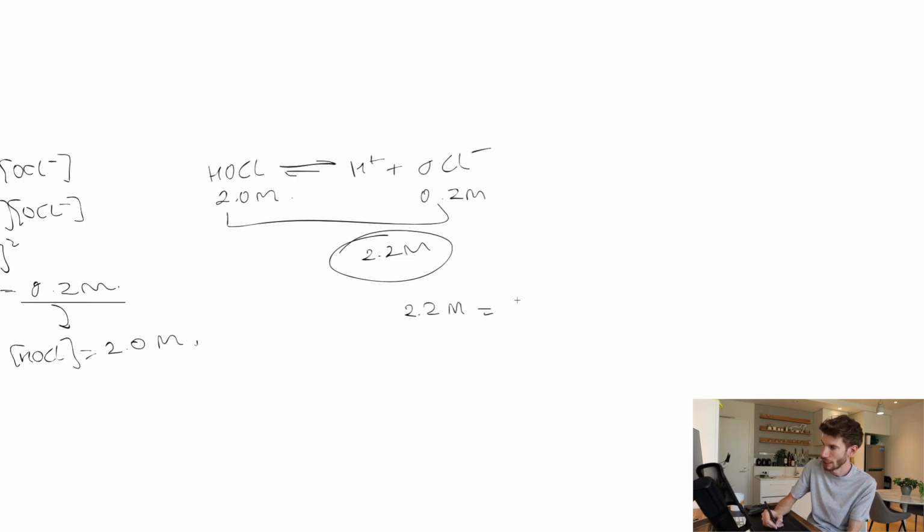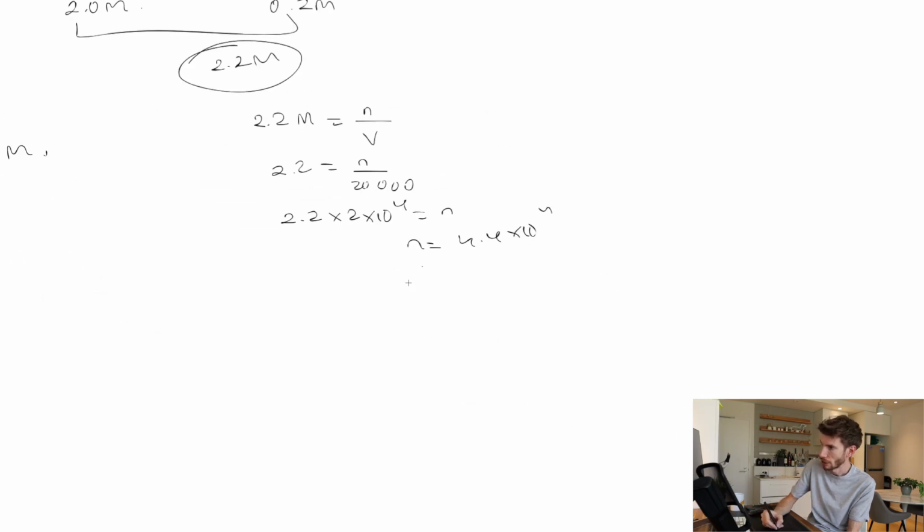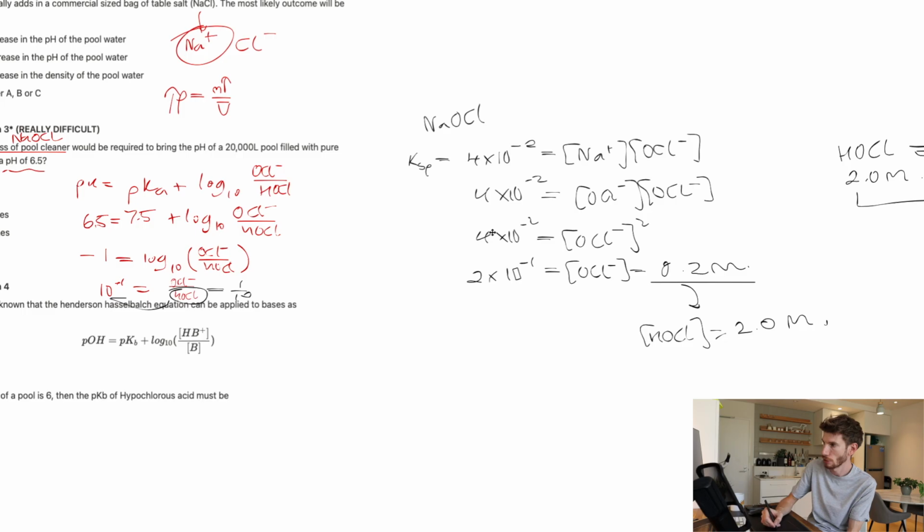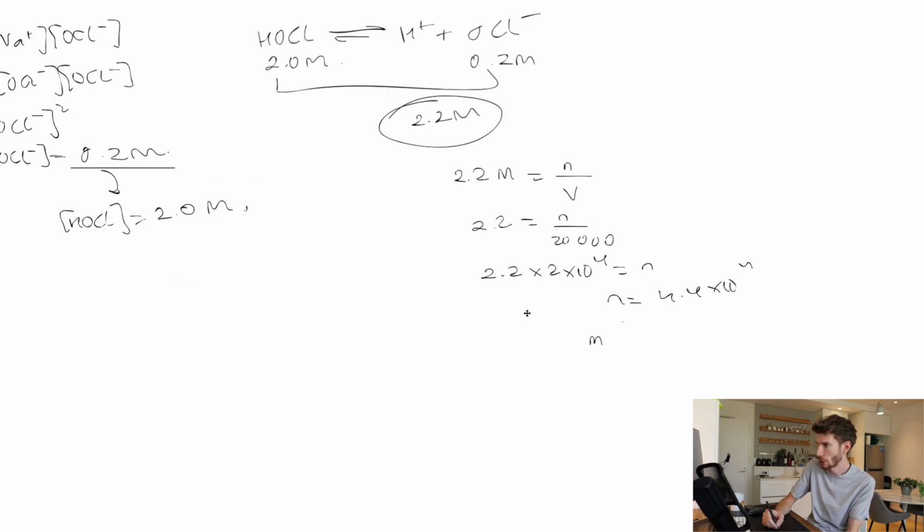Well, that would have been calculated as some number of moles divided by a volume, and we can work that out because this was 20,000. We can times that across. Let's write the 20,000 as 2 by 10 to the 4, and we get the number of moles is 4.4 by 10 to the 4. And then finally, we can get the mass of that thing there, because it's all 1-to-1 ratios as well. So the ratio of the hypochlorite to the sodium hypochlorite is 1-to-1, which is why we can take that shortcut.